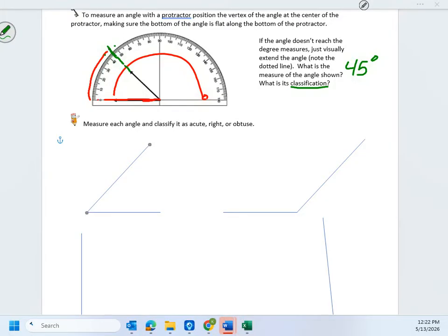What name do we give it? Think back to the first page. What name would a 45-degree angle have, Bo? Acute. Acute. It's a cute little angle, smaller than 90 degrees.